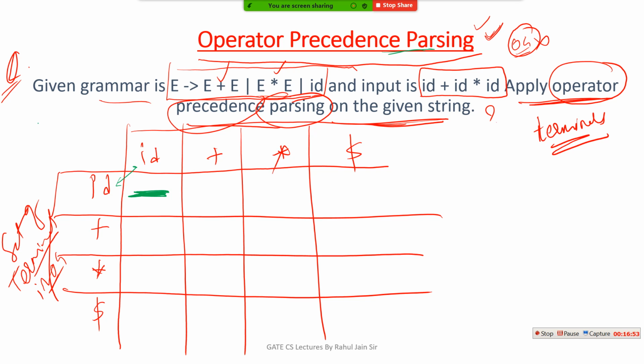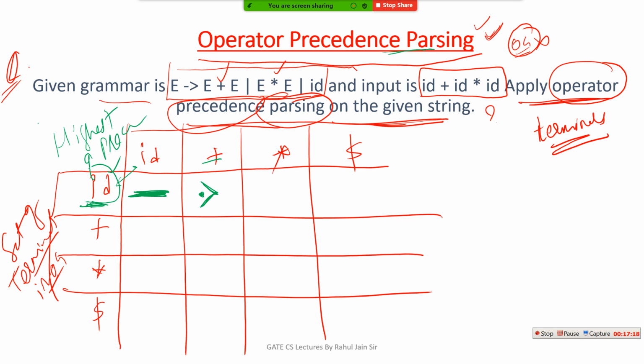There isn't any comparison between ID and ID, so we will leave it blank. Now the next one is we need to compare the ID with the addition sign. Basically this identifier has the highest precedence. That is why I will write it like this. This simply denotes that this identifier has the highest precedence.